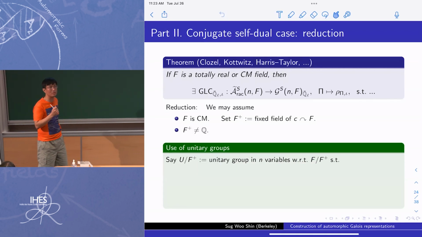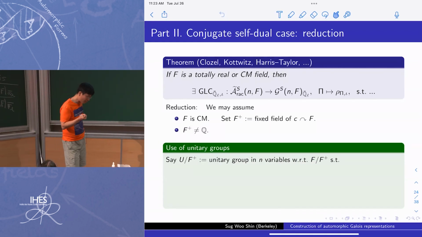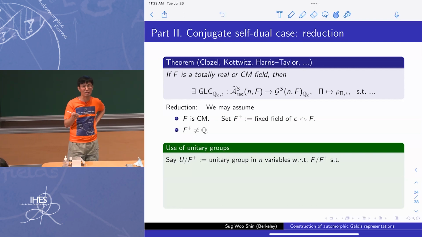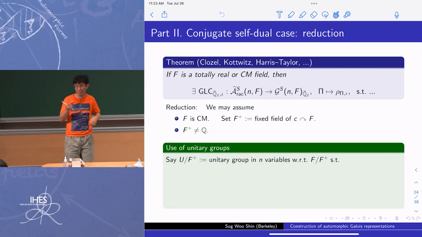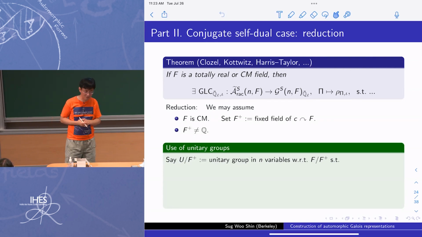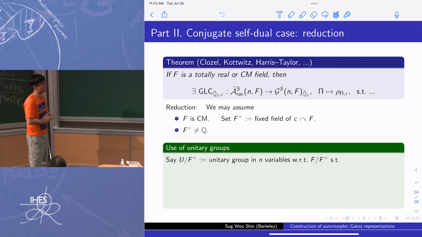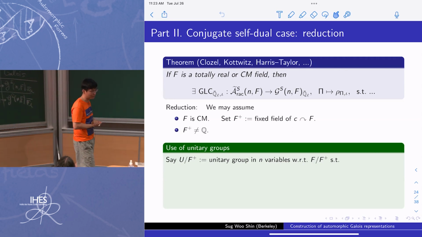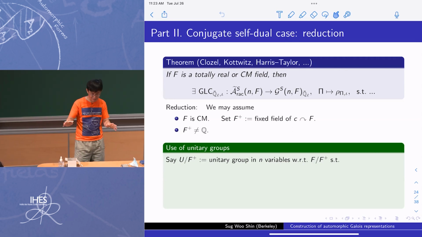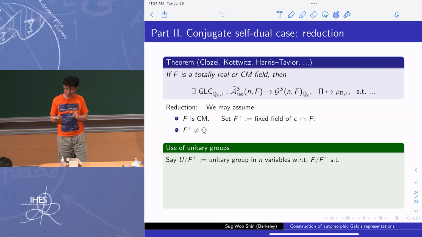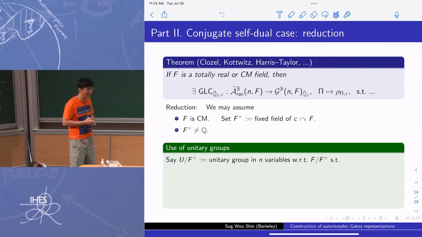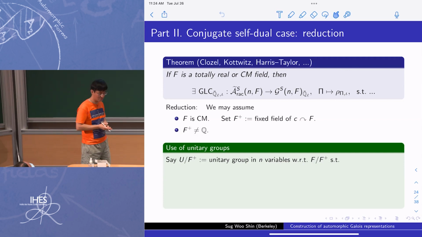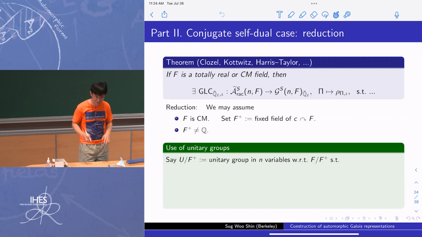And the significance of the conjugate self-dual condition is that for these guys, you can access them by using unitary groups. A priori, you have conjugate self-dual representations on GL_N, but you can basically study them using unitary groups. And what kind of unitary groups? Well, you want to consider the group over F plus, the totally real field, with respect to some Hermitian pairing, F over F plus in n variables, so that it's an outer form of GL_N, a kind of close cousin of GL_N. And you want some condition on U so that you have some pleasant consequences.